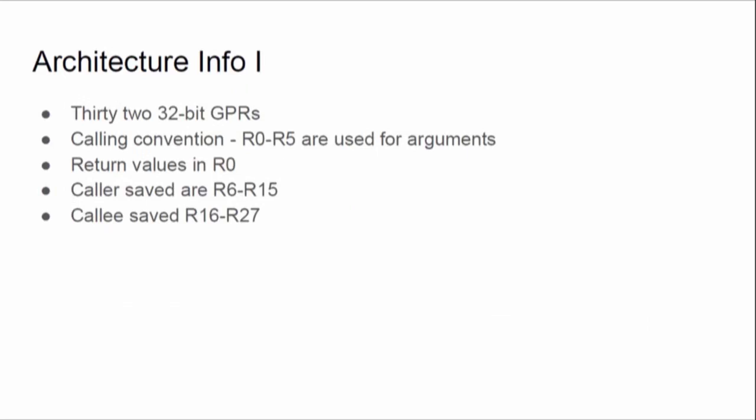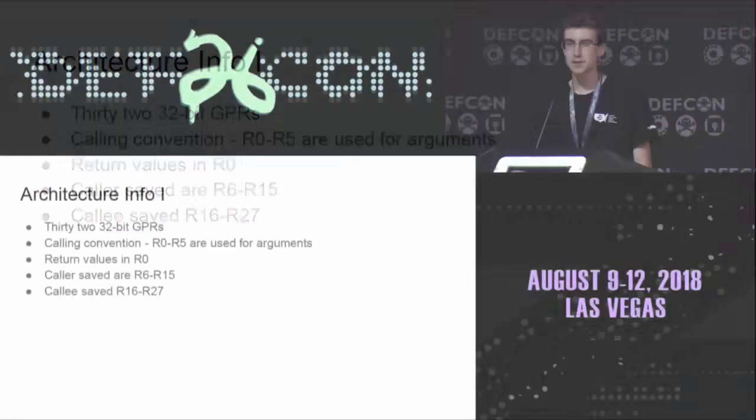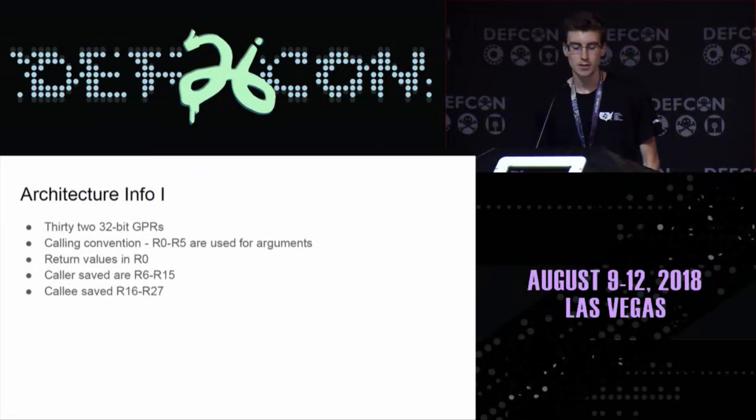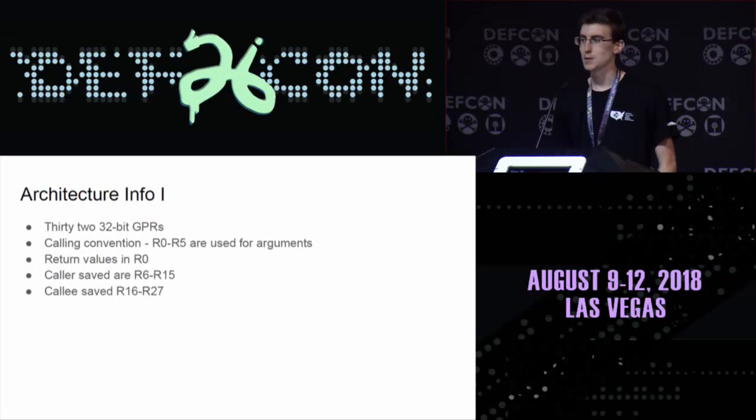So the architecture is kind of standard as far as embedded devices go. You have a bunch of general purpose registers. They're 32 bits wide. Your first 6 are used to pass arguments to functions when you're looking at the assembly. The return value is stored in register 0. And then you have a split between caller saved and callee saved, just like you do on most other architectures.